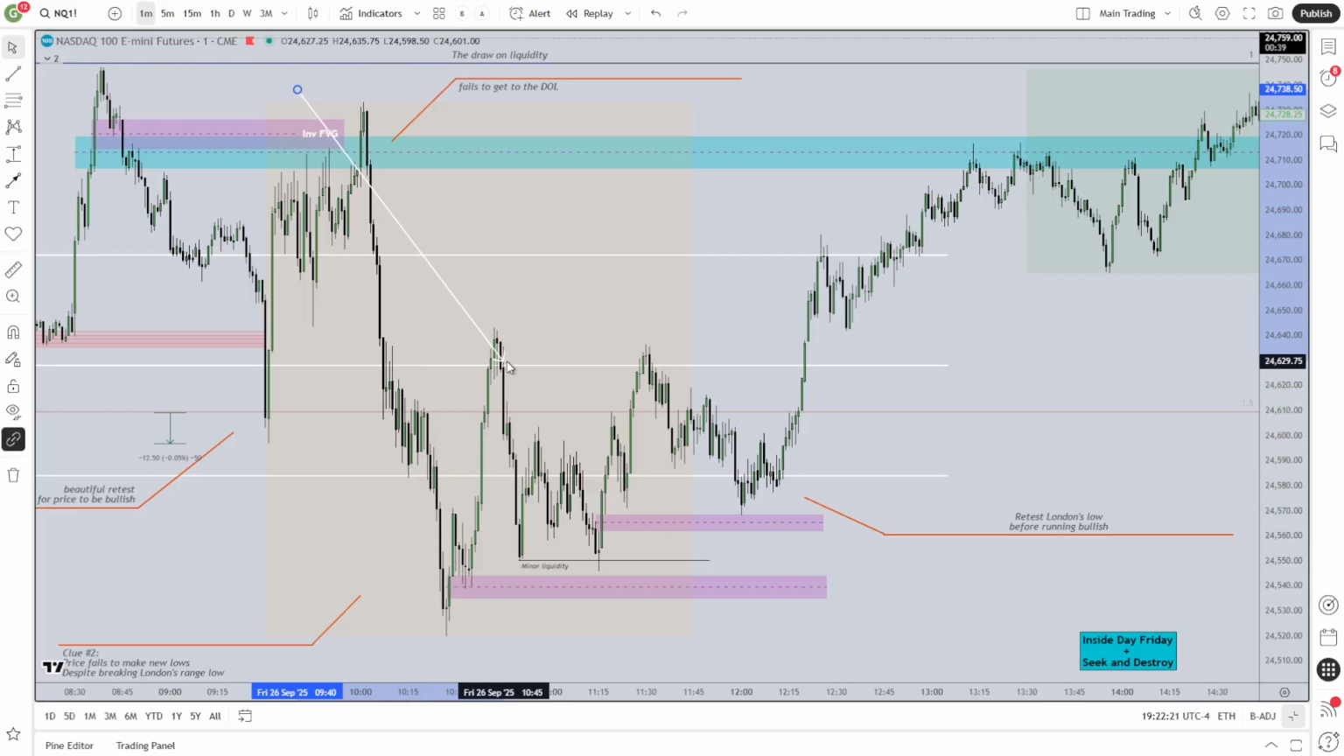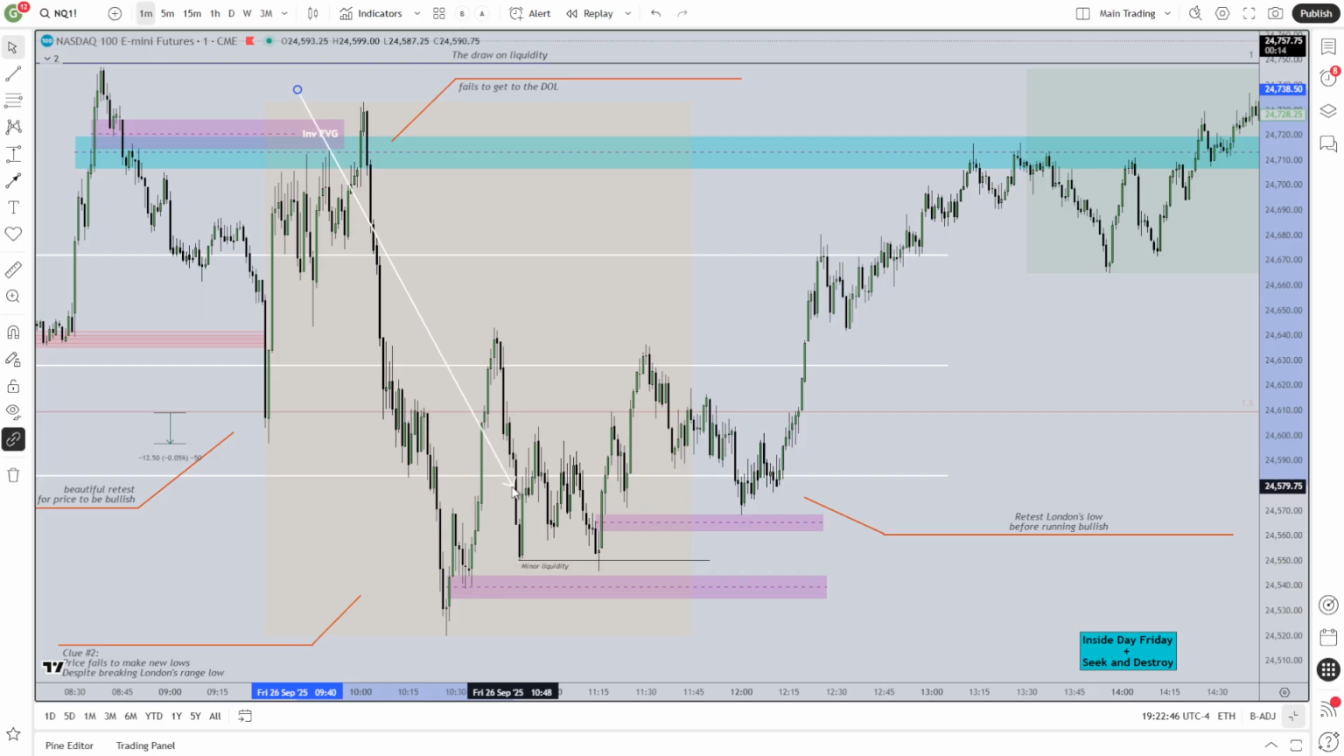We now reject off London's mid, but this is now setting the stage for a bullish continuation. So what we see is price pushes higher. We have now made a structural shift here. So we pin that high. Price retraces down into this area here where we had that consolidation, and it leaves a level of internal liquidity.